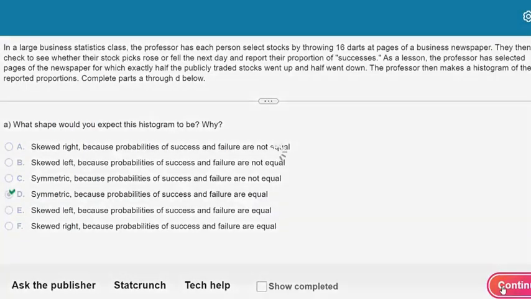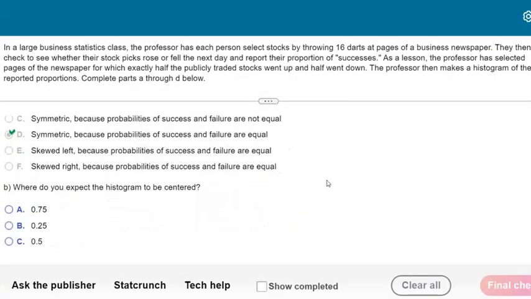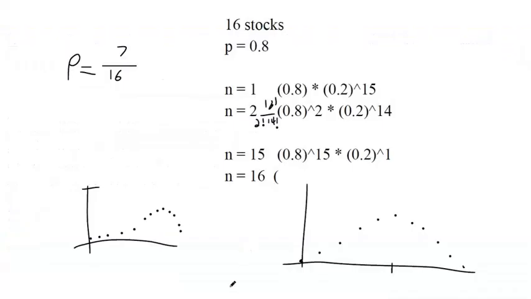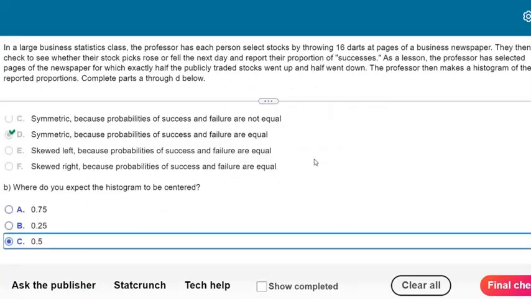All right, let's see what else we got. Where do you expect the histogram to be centered? So this is what we were just talking about. We expect this to be centered at 0.5 for probability, right? Because at 0.5, that's where you have the most possible outcomes, right in the center.